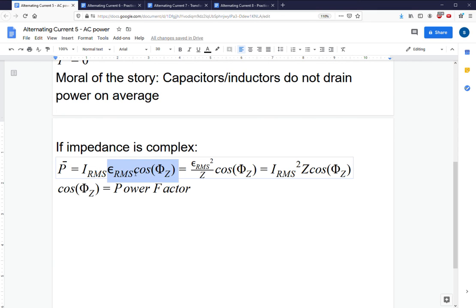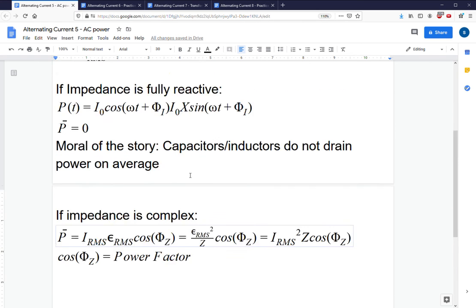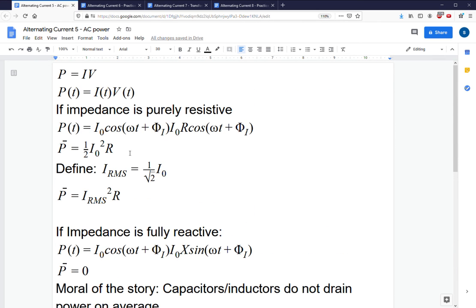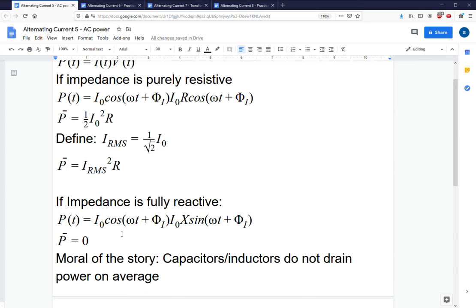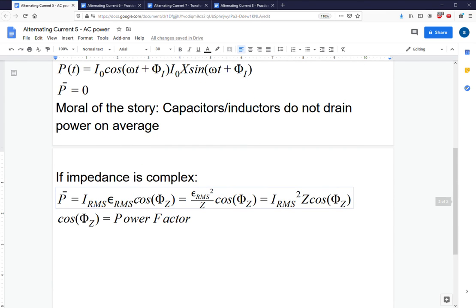This, by the way, the cosine of phi z is sometimes called the power factor. A power factor of 1 would be purely resistive. A power factor of 0 would be fully reactive. And a power factor anywhere in between is just a quantity that you multiply to get the average power.